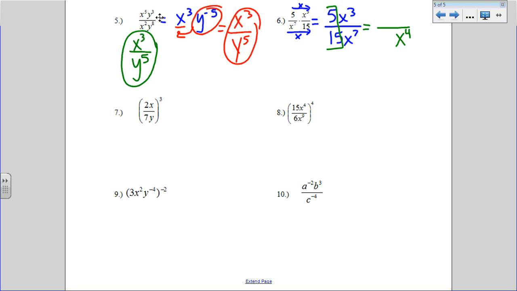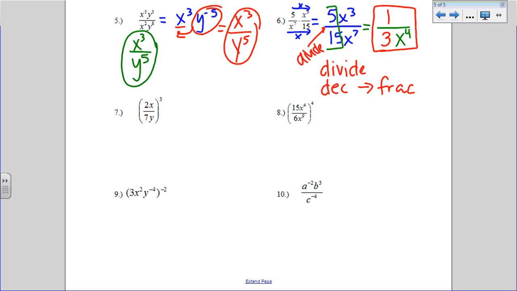For my coefficients, I have to do what this says. I have to actually divide. So I have to do 5 divided by 15. 5 divided by 15 is 1/3, all right? So you're going to divide, and then you're going to make sure that your decimals get turned into fractions. All right? So because we just simplified our coefficients, we only have one x in our answer. We have our final answer.